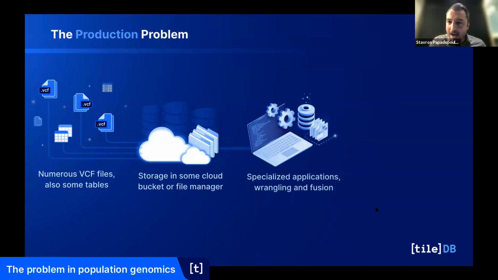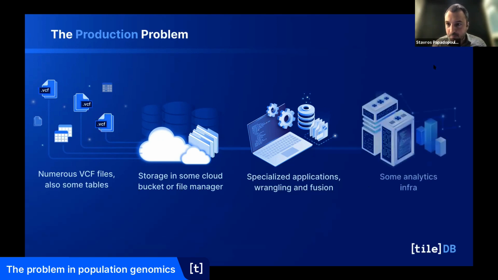Now, what happens afterwards is that the domain takes specialized applications, specialized for VCF, for example, and there is a lot of wrangling and fusion, because the specialized solutions may not be dealing with tabular data in the way that databases do. So there is a lot of wrangling and fusion of the data. And finally, there has to be some analytics infrastructure, like machines, resources, scalability, and all of that.